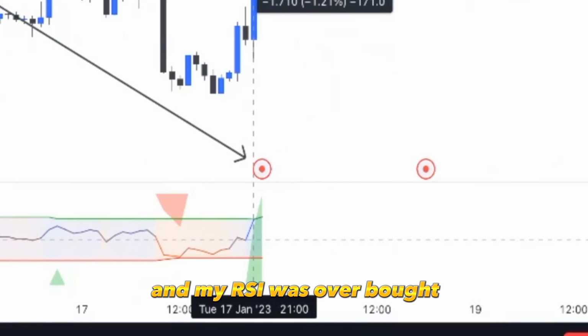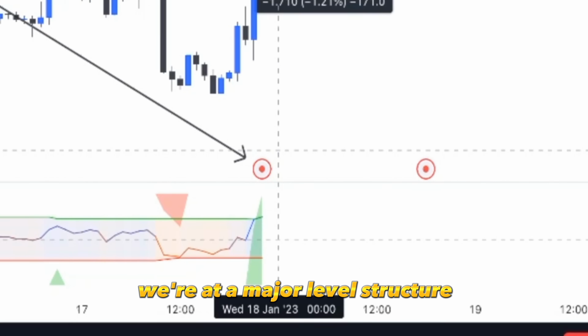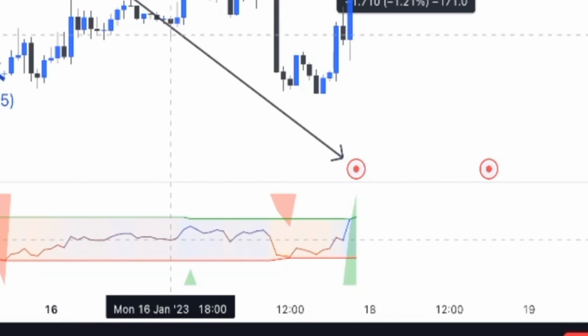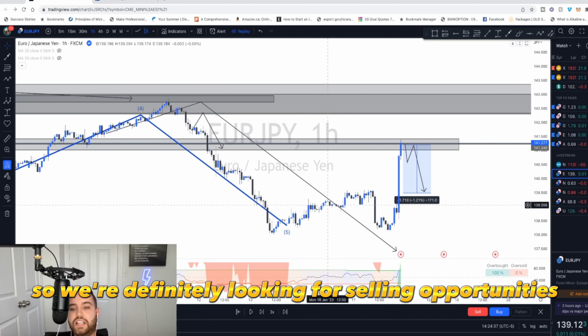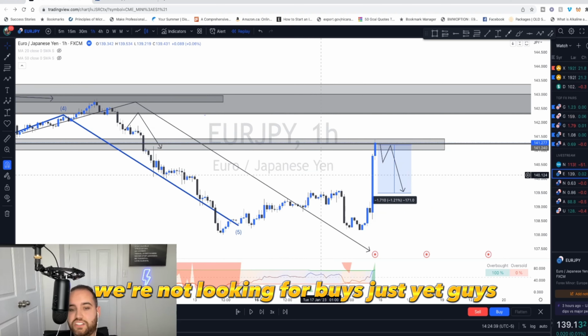And my RSI was overbought, so that's indicator number 2, we're at a major level structure. Indicator number 3, we're on the daily time frame, we failed to create a higher high, so we're definitely looking for selling opportunities. We're not looking for buys just yet, guys.